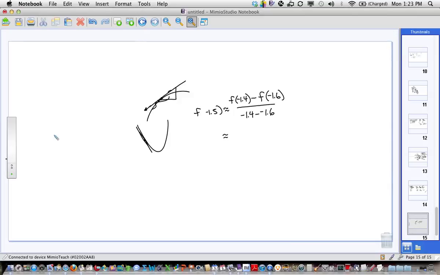They're going to say, estimate the slope at this point. Well, just take 2 points, one on each side, and subtract them. So what's f of negative 1.4 in that table? 1.96. And what's f of negative 1.6? 2.56. And here you get, I don't know, 1.2. Tell me what you get.